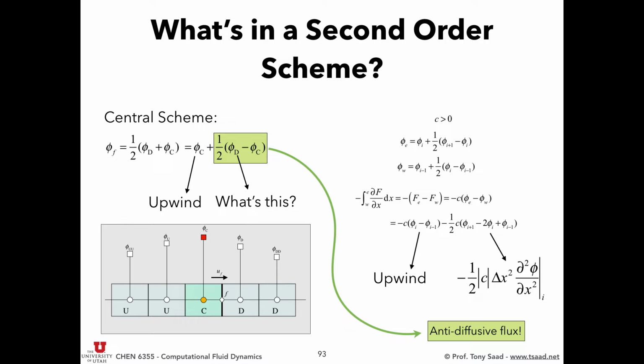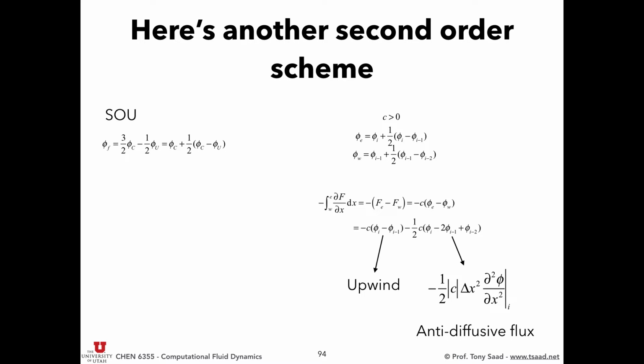I'm going to show you that, yes, that's the case for all second order schemes. I'm going to show you that all second order schemes can be written as the sum of an upwind scheme plus an anti-diffusive flux, okay? So let's look at one other one, second order upwind. It's given by this 3 over 2 phi c minus 1 over 2 phi u. Then you write it as an upwind, phi c, plus 1 over 2 something.